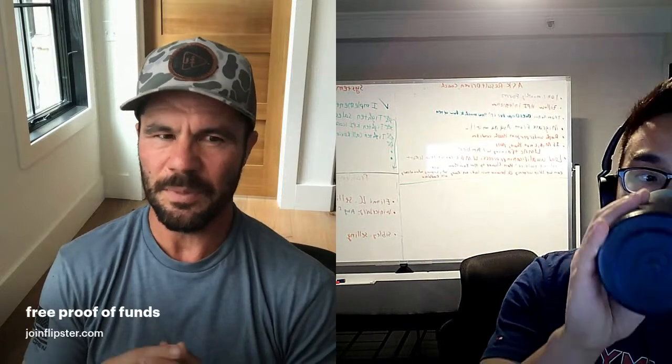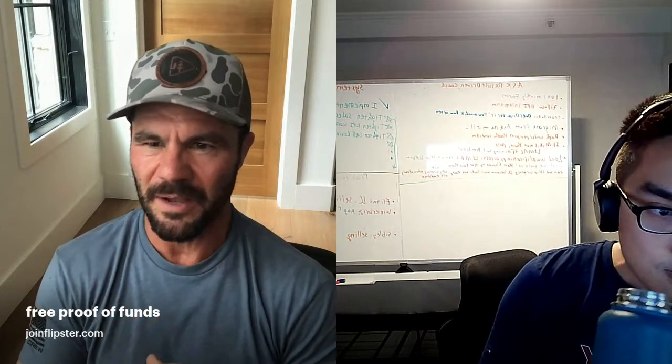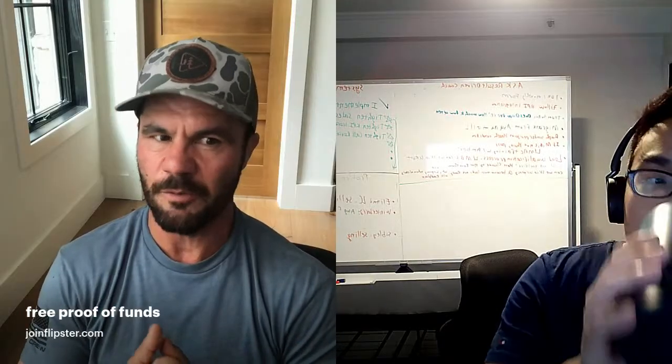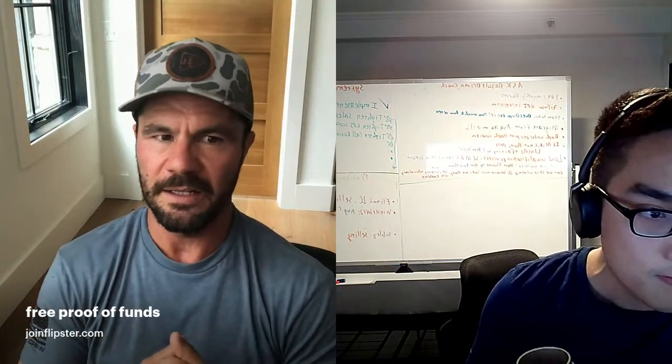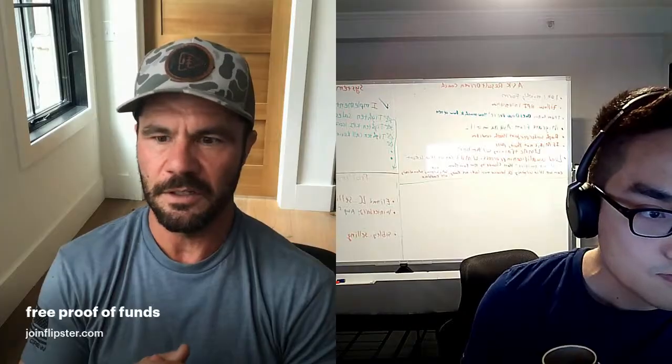Now it is just the letter. So if they want to see hard proof of funds, like a bank statement, about 10% of agents like hard proof of funds. Most are fine with just a soft proof of funds, which is what we provide in Flipster as a service. So I forget who asked that, but does that answer that question?